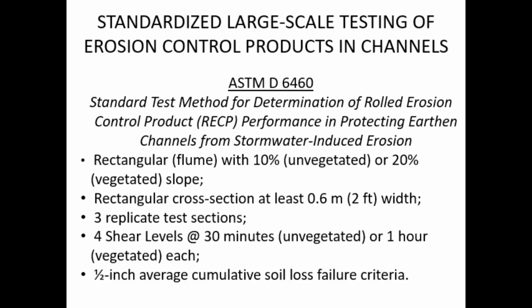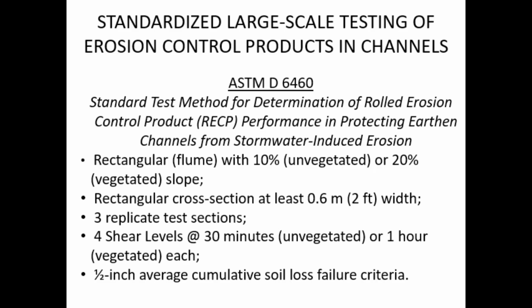This standard is titled The Test Method for Determination of Rolled Erosion Control Product Performance in Protecting Earthen Channels from Stormwater-Induced Erosion. The test method uses rectangular flumes, commonly having longitudinal slopes of 10% when testing unvegetated conditions and up to 20% when testing vegetated conditions. The minimum flume width is 2 feet.